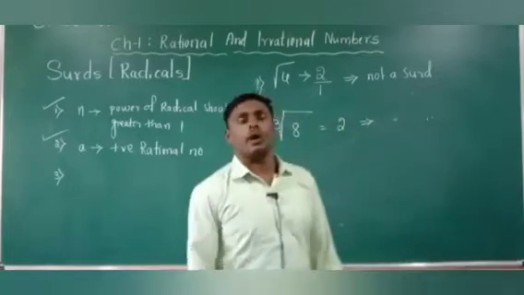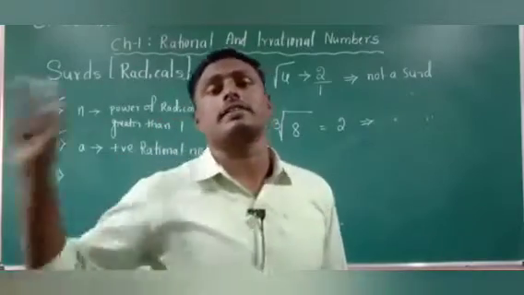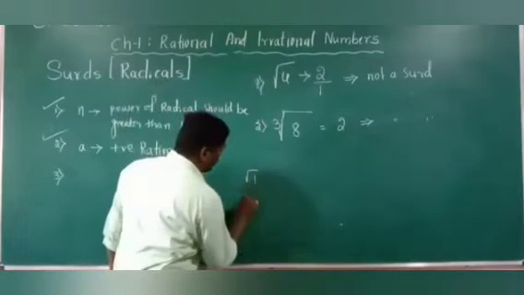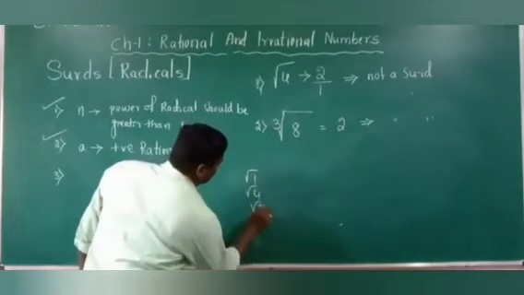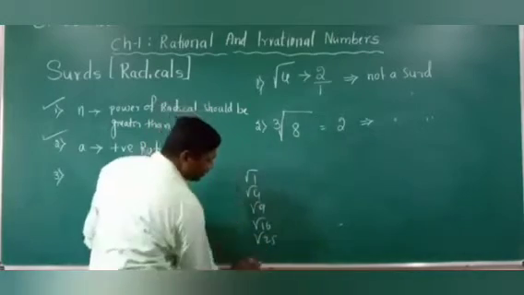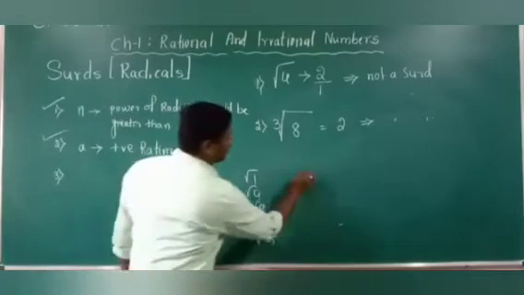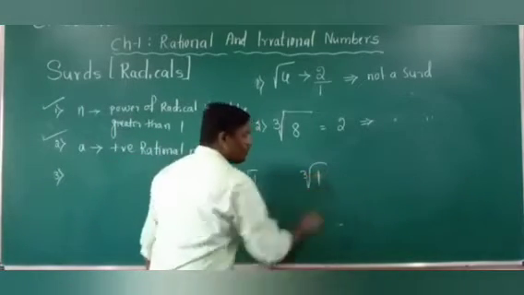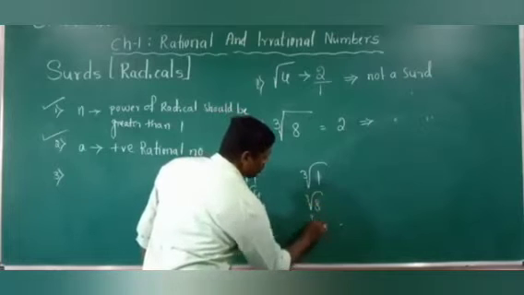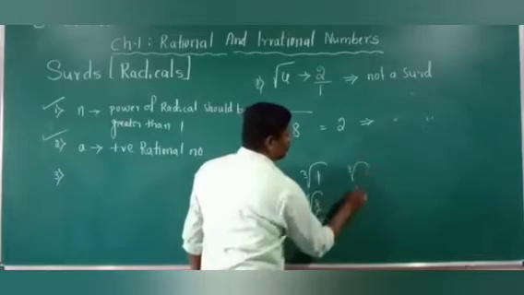So perfect square roots and perfect cube roots are not considered surds or radicals. For example, root 1, root 4, root 9, root 16, root 25. All these perfect squares will not be considered surds. Next, all the perfect cube roots: cube root of 1, cube root of 8, cube root of 27, cube root of 64, cube root of 125.